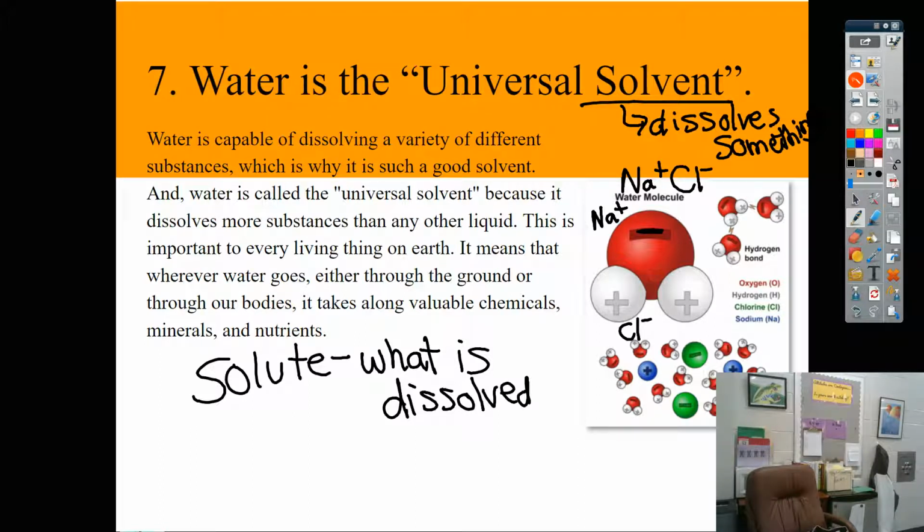That's what happens with sugar. It breaks apart and it's dissolved because parts of it are attracted to either end, and that's what causes it to dissolve. Does that make sense?